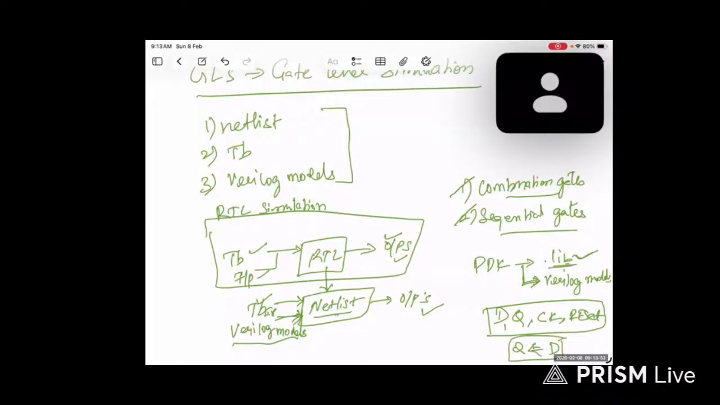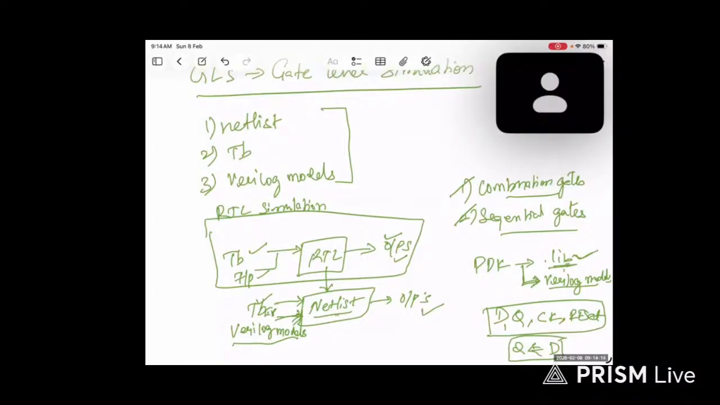Dot lib will have the timing aspects of the design of the D flip-flop. When you're going for production, when you're going for manufacturing, whatever is the timing that will be there, that information is only available in dot lib. The functionality is available as part of Verilog models.